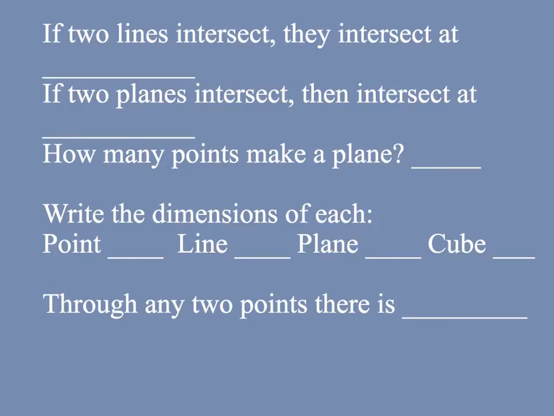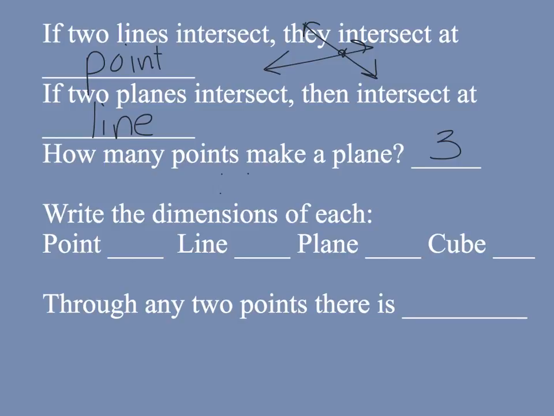And just some vocab that you should know. If 2 lines intersect, so if you have 2 lines and they do intersect, where do they intersect at? They intersect at a point. If 2 planes intersect, then they intersect at a line. How many points do you need to make a plane? You need to have 3 non-collinear points.